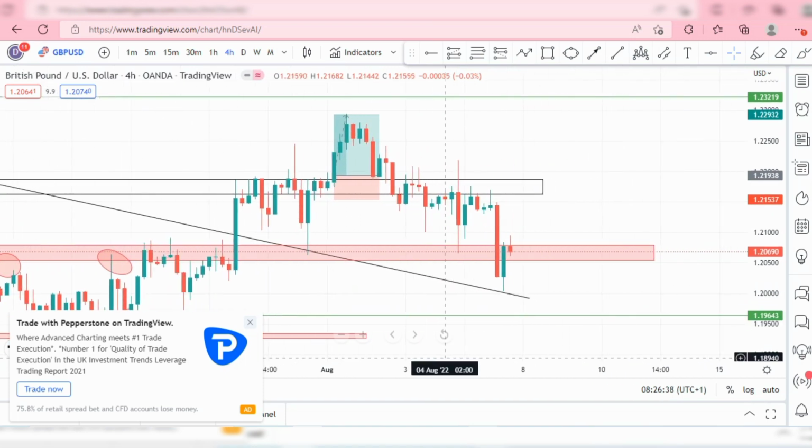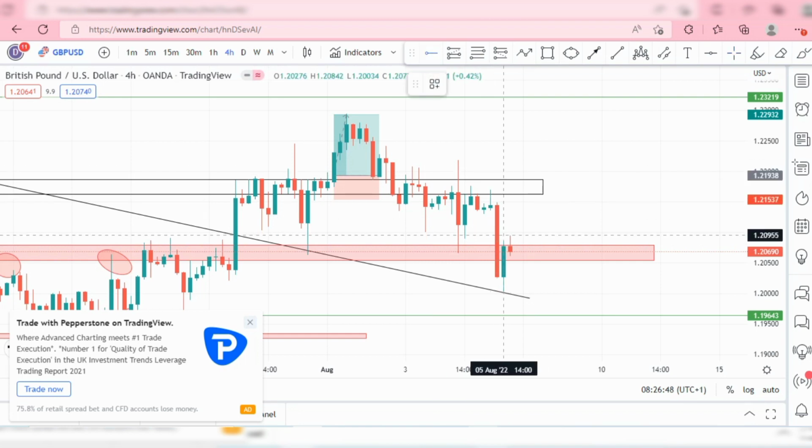So again, this is more or less a baby bar because the body of this candle is inside the body of the next candle. So we can easily say the high here and the low here, like I was saying.